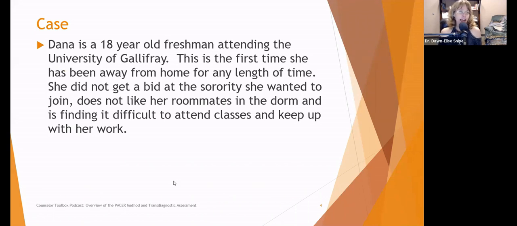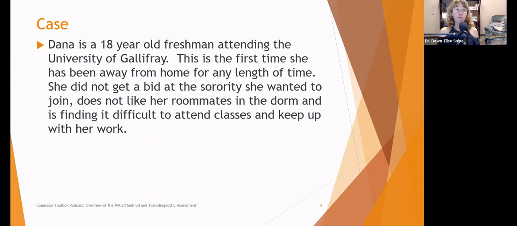So our case today is a woman named Dana. She's 18 years old, is a freshman attending the University of Gallifrey. Anybody who gets that reference, bonus points. This is the first time she's been away from home for any length of time. She did not get a bid to the sorority she wanted to join, does not like her roommates in the dorm, and is finding it difficult to attend classes and keep up her work.